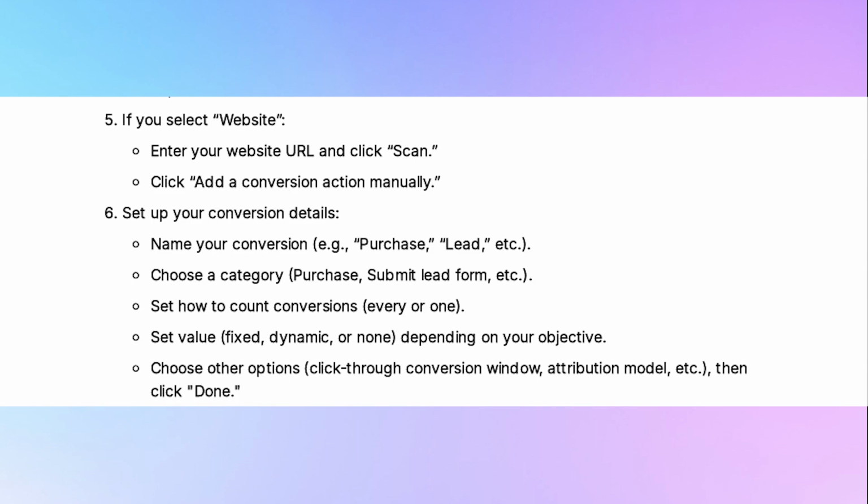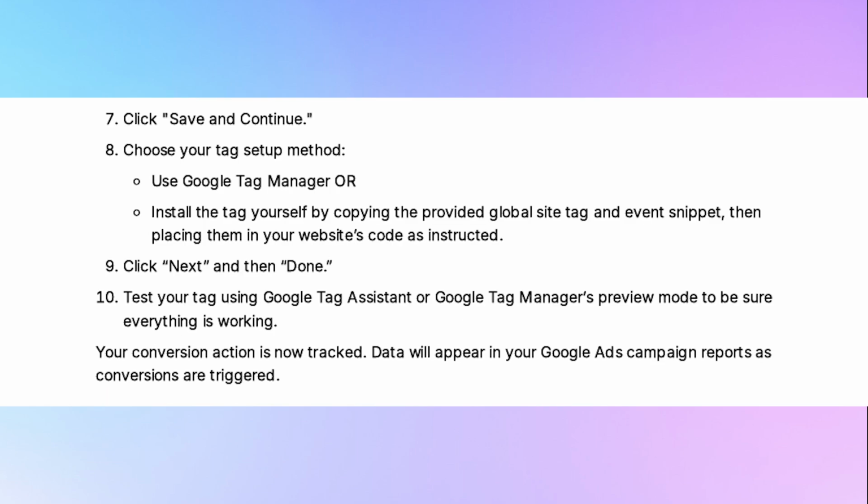Then choose other options, click-through conversion window, attribution model, etc. Then click done. Then click save and continue and choose your tag setup method. Like you can use Google Tag Manager or install the tag yourself by copying the provided global site tag and event snippet, then placing them in your website's code as instructed. Then click next and done.